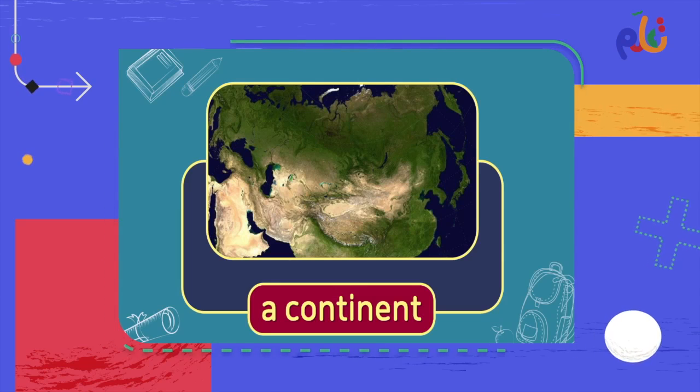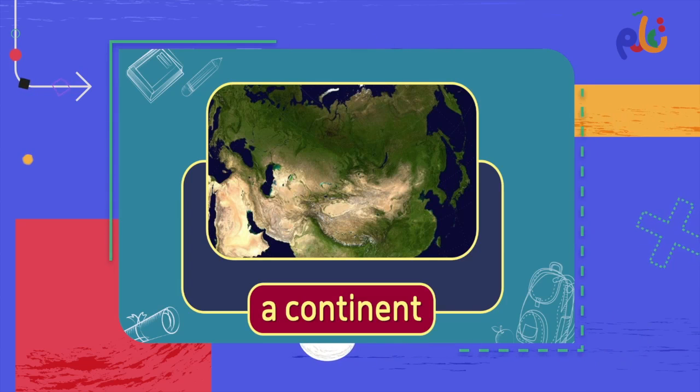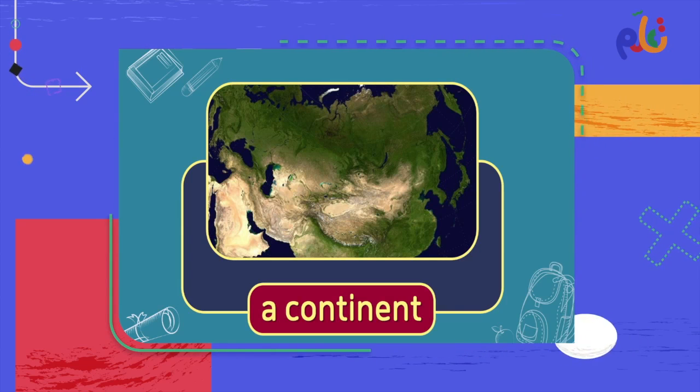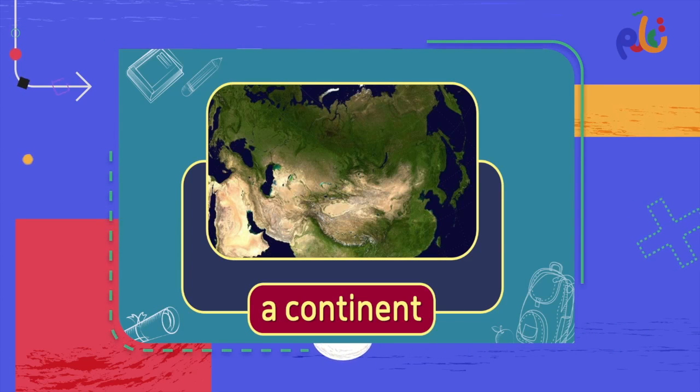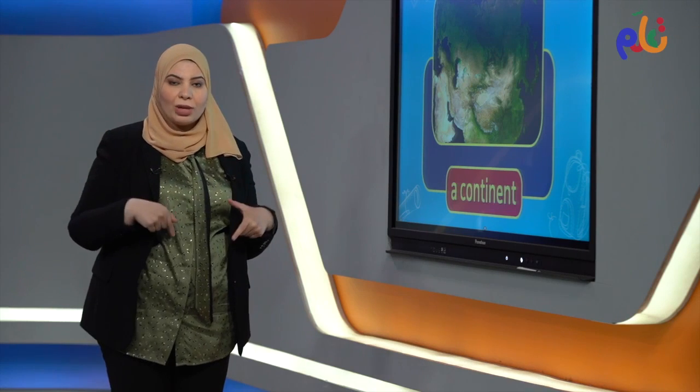Speaking about nature, we have lots of words and vocabulary that can help us describe the world around us. So to start with, the first word we would like to use to describe the world is continent. Well, continent is the big part of the world that we live inside.